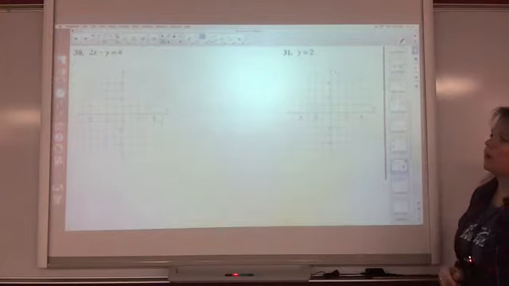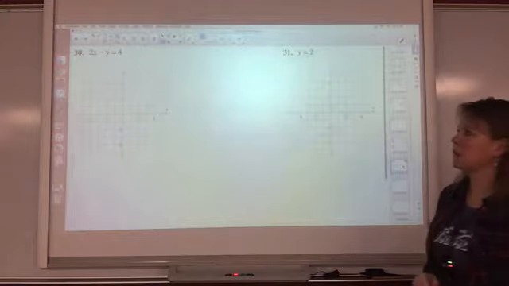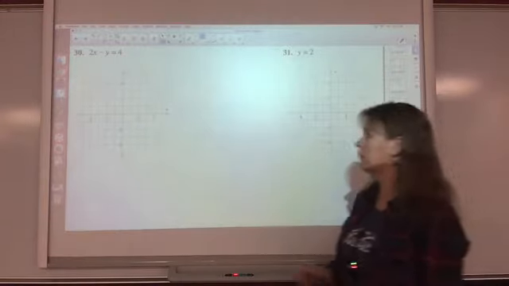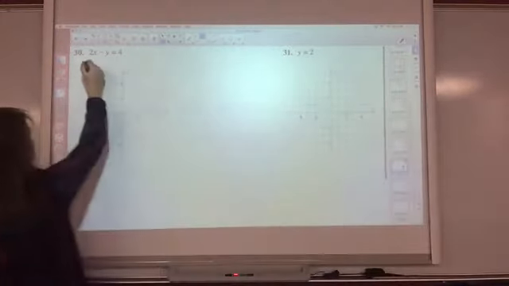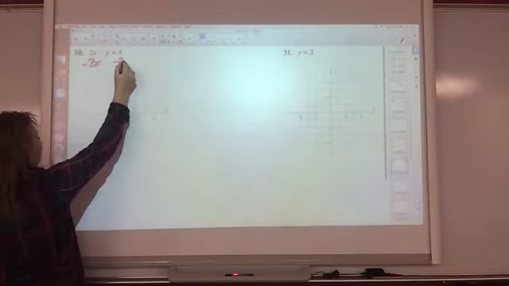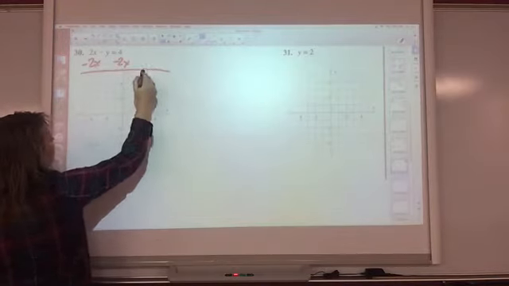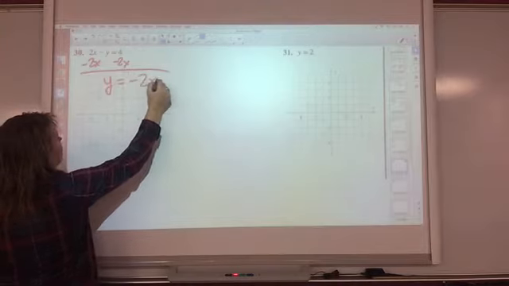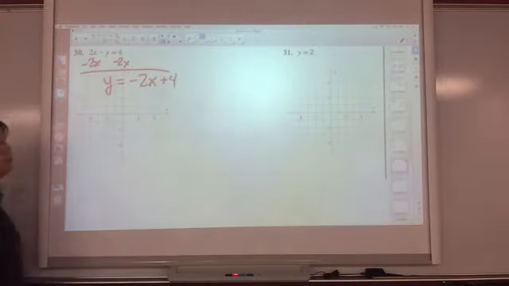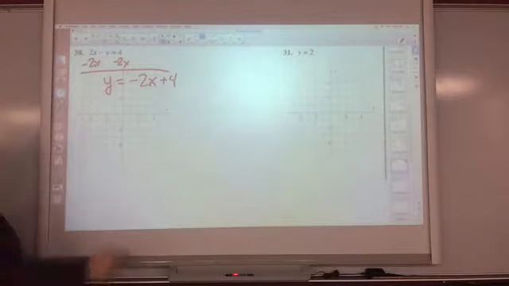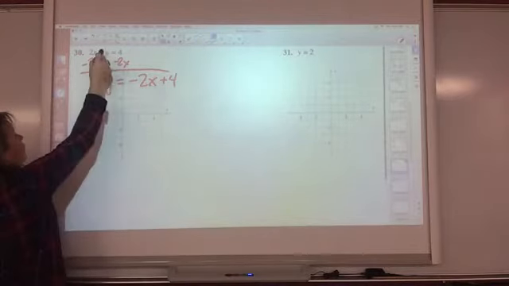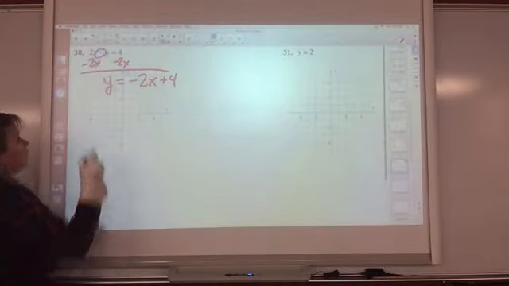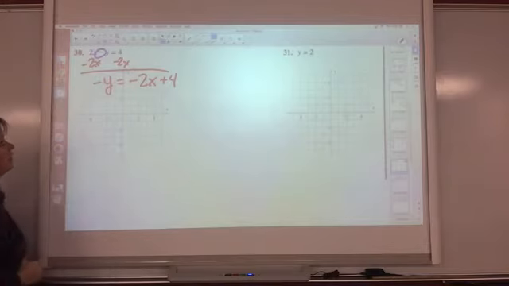Next up, on number 30, we can't graph it just yet because it's not in y equals mx plus b form. So we're going to minus the 2x from both sides, which gives you y equals negative 2x plus 4. Just kidding. That's what you will do. Too many of you will just ignore this negative that was in front of that, and we need it. It's got to be there.